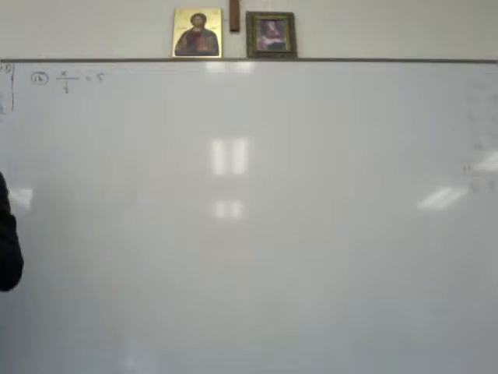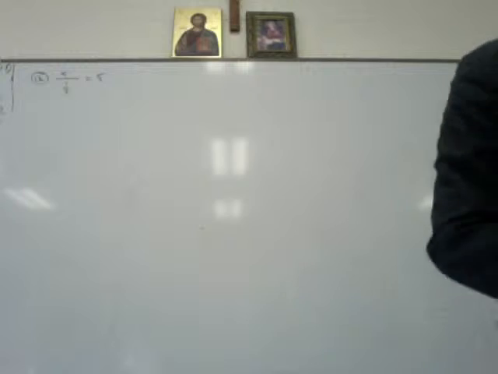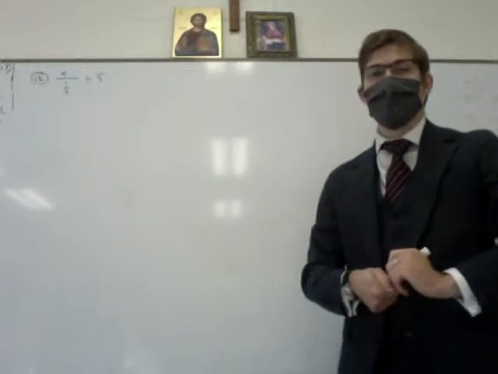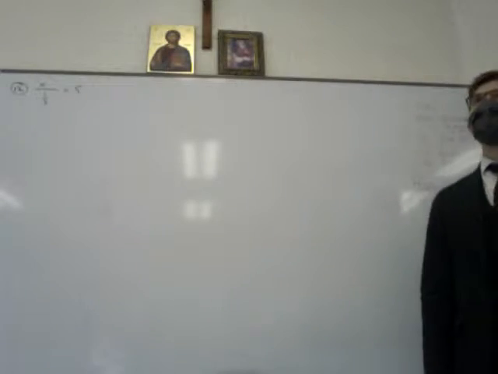Anytime we have a problem like this where we're solving for the variable, we're trying to get that variable by itself. In this case, our variable is x. How can we get x by itself here? Multiply. Why? What's happening to x right now? It's being divided by 1/2.